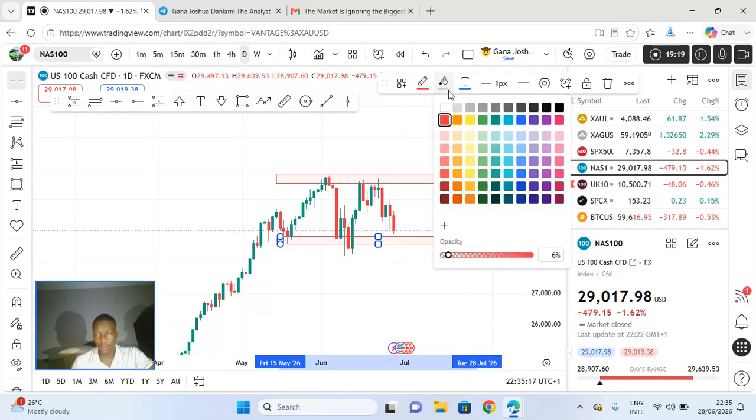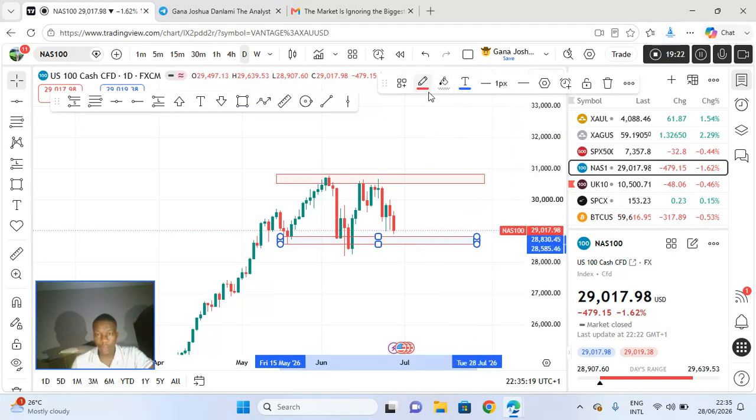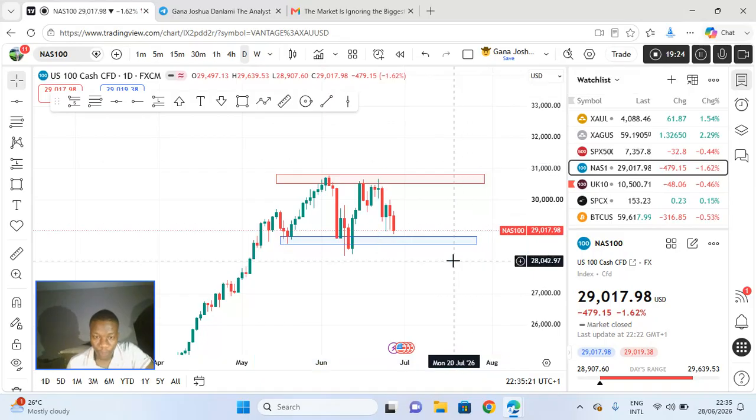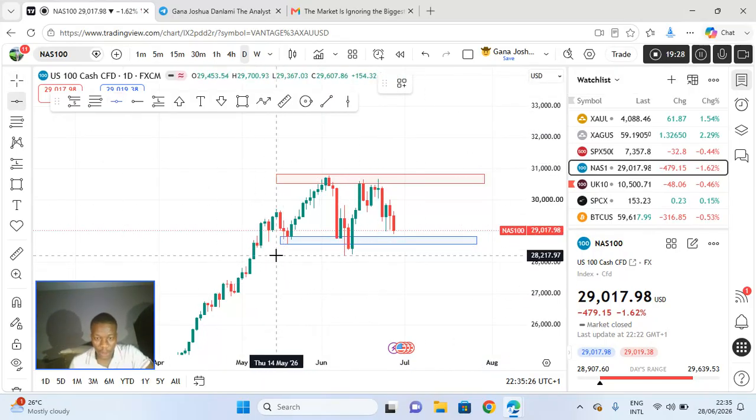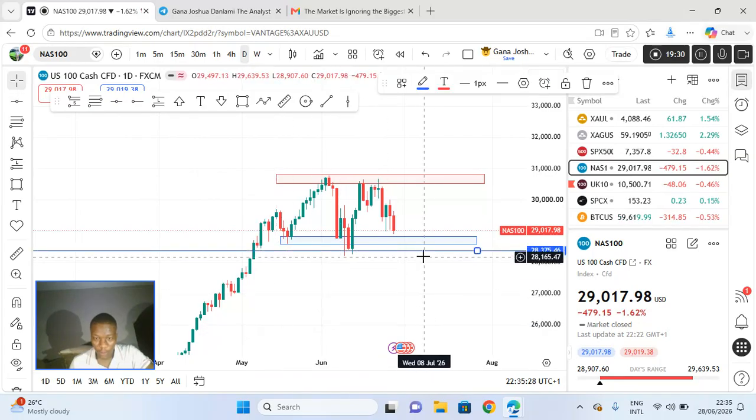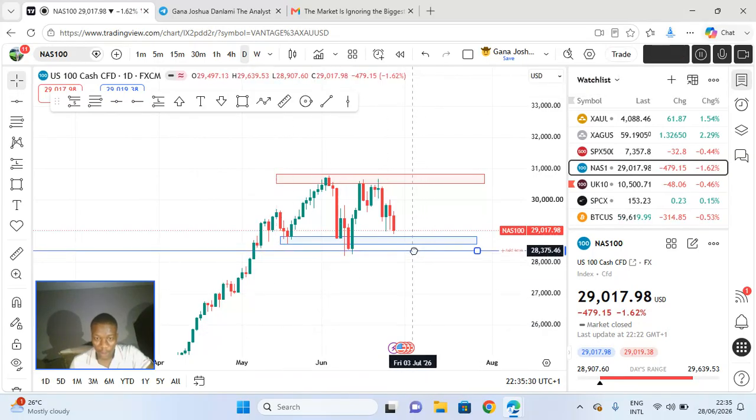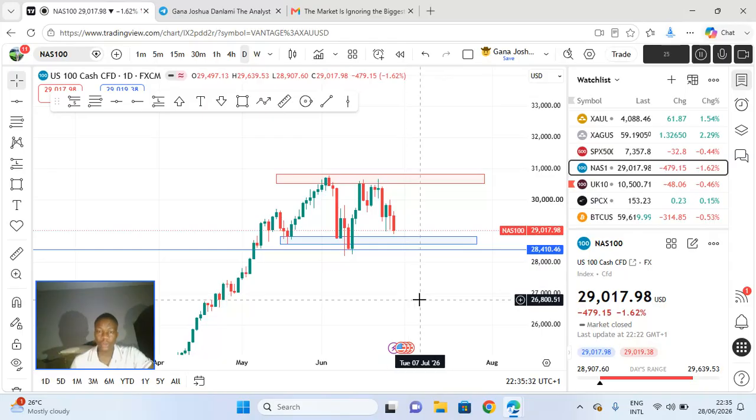Yeah. So it's the same thing on the price level. When price takes out 28,000, we become bearish, else we are bullish.